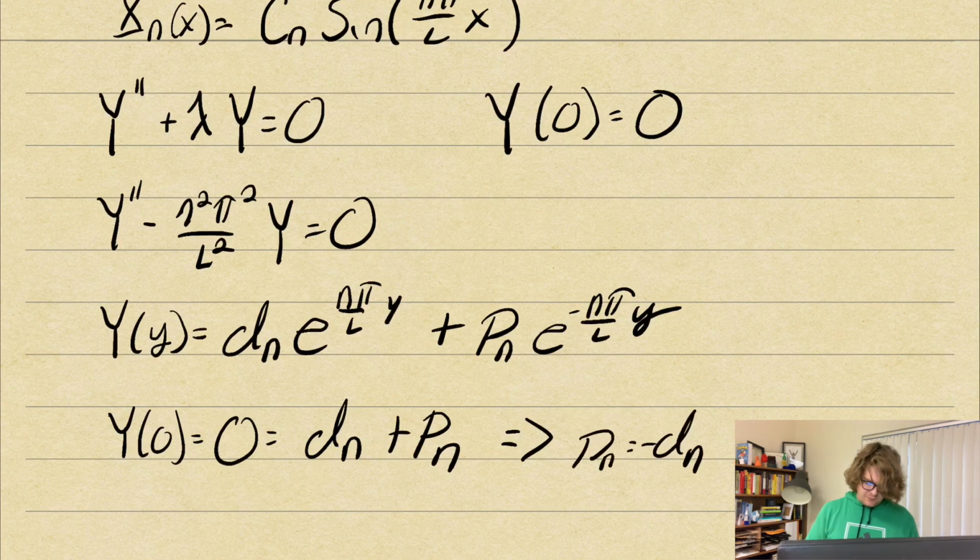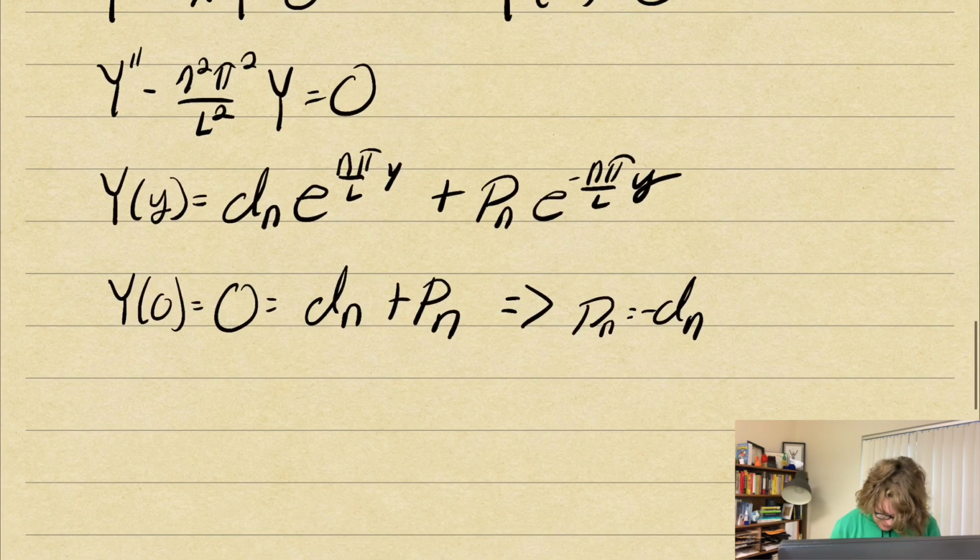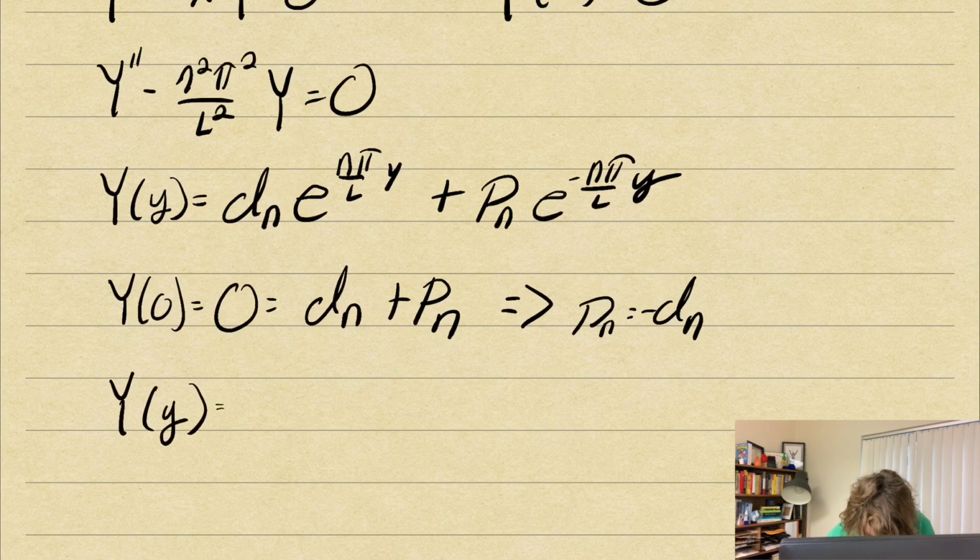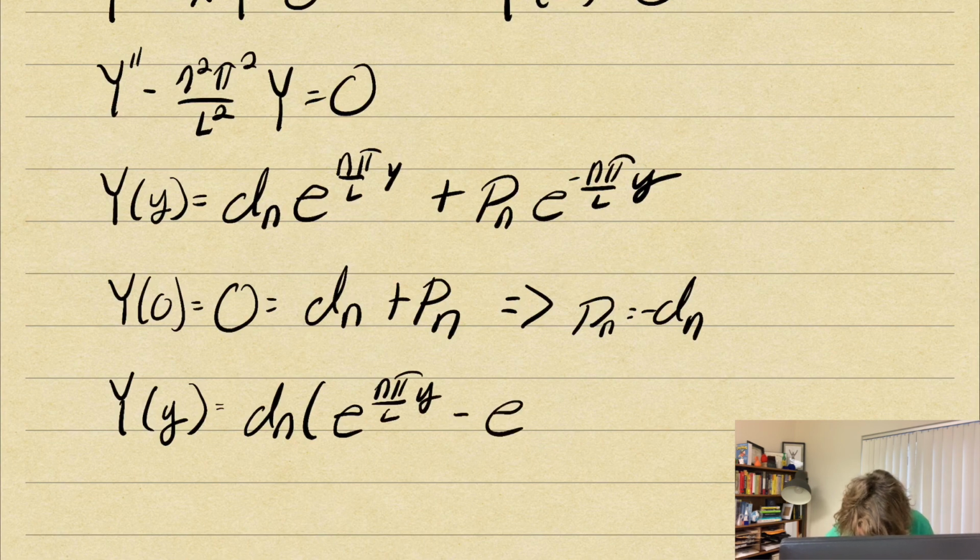All right, so what in the heck does this tell us about everything? Well, now we can write down what Y of y is. So Y of y is going to look something like a d sub n times e to the n pi over L times y minus e to the negative n pi over L times y.